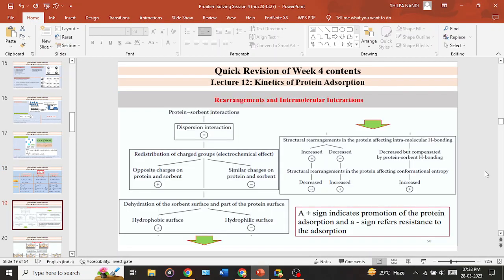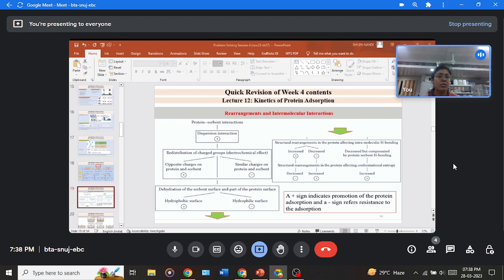So at the end of lecture 12, we also went through the two basic components, that is the rearrangement and intermolecular reactions. So when a protein or solvent interaction occurs, first it undergoes a dispersion reaction, and then there can be opposite charges on the protein and solvent, or there can be a similar charge on the protein and solvent.